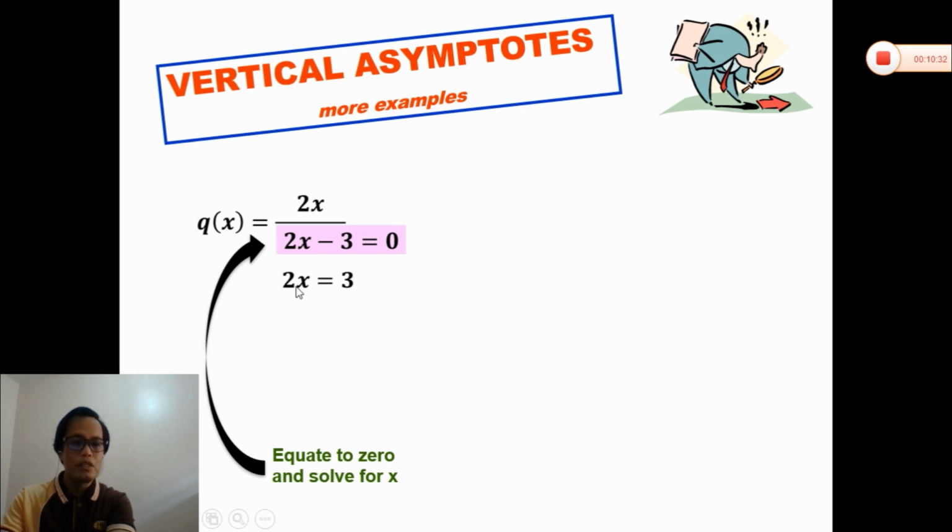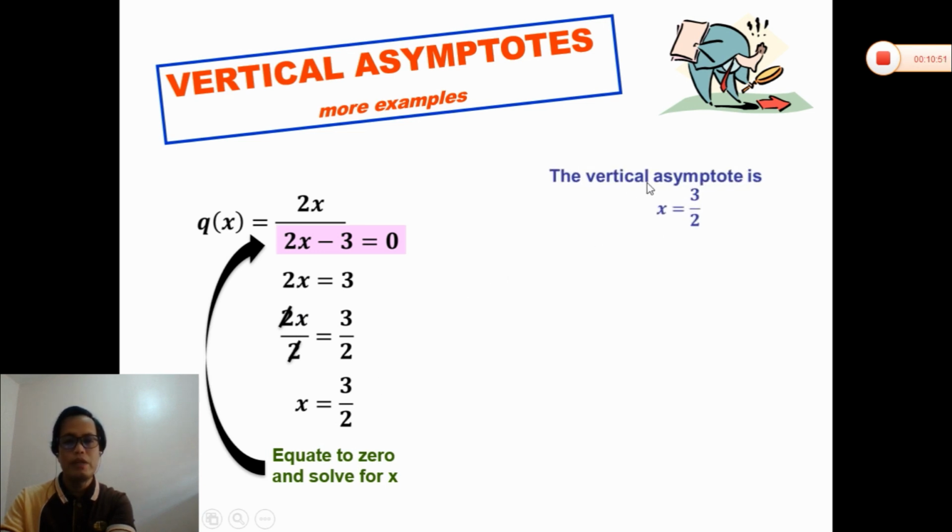Then, afterwards, we divide both sides by 2, so that gives us 2x over 2 equals 3 over 2. Then, common factors in the numerator, 2 cancels out 2, so what remains is x equals 3 over 2. Therefore, the vertical asymptote is x equals 3 over 2, or in a mixed number, 3 over 2 is equal to 1 and 1/2.